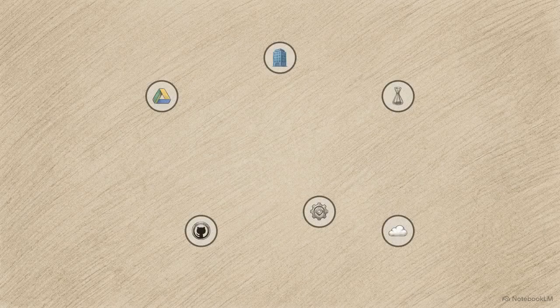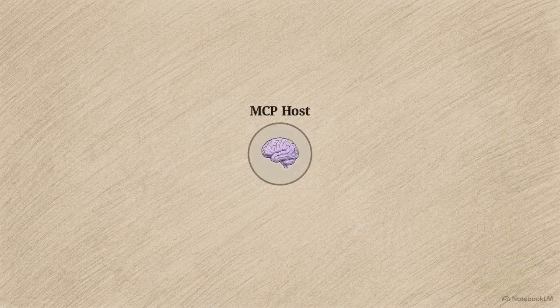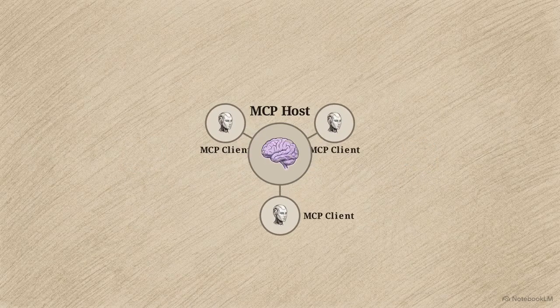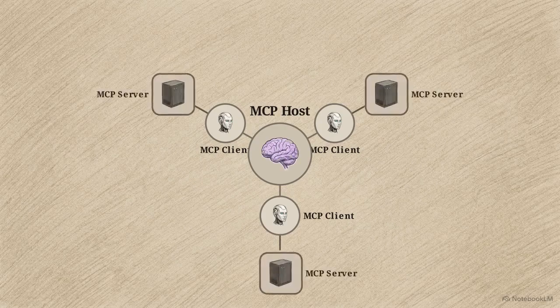To resolve integration bloat, MCP shifts the architecture away from a tangled web and towards a strict hub-and-spoke topology. At the center sits the MCP host. This is the overarching AI application, like Claude Desktop or a custom multi-agent orchestrator. Instead of agents querying APIs directly, the host manages integration by spawning dedicated MCP clients for each external service.